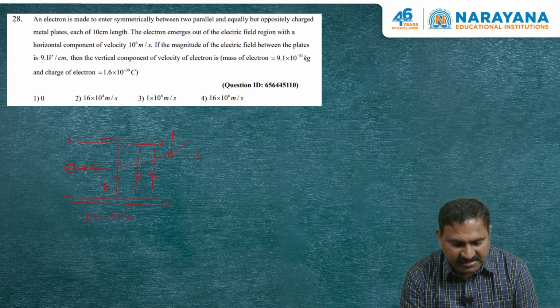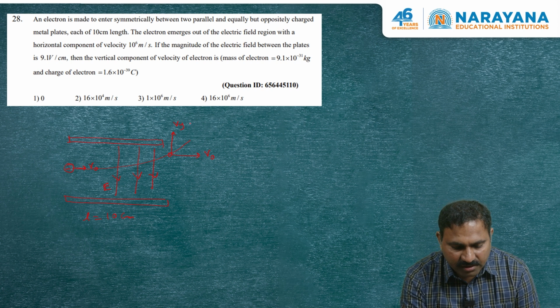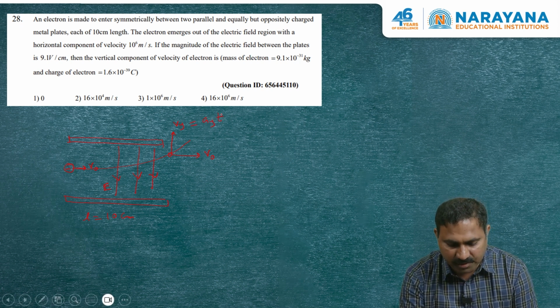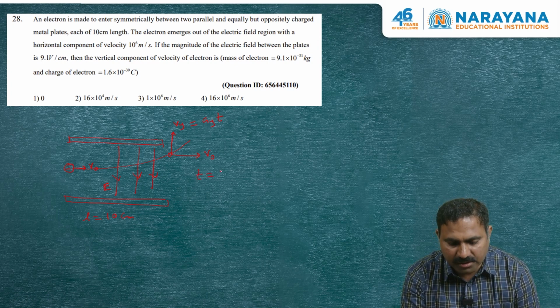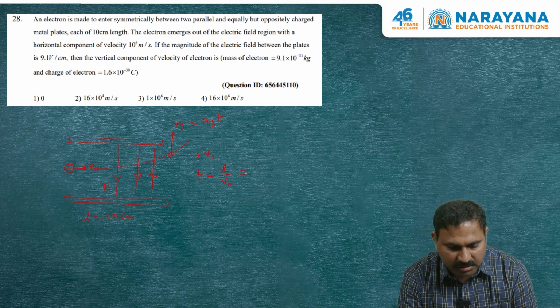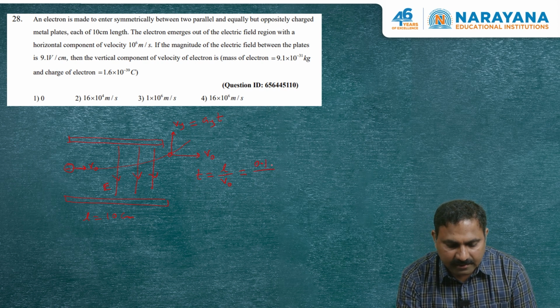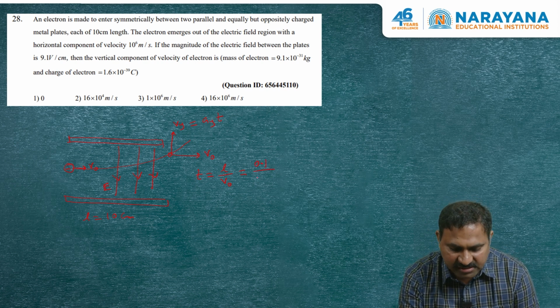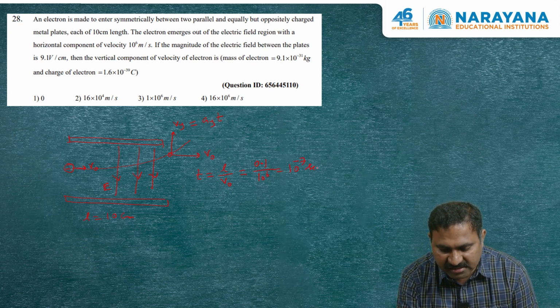During its motion, the x component of velocity remains constant, so it remains v naught, and it acquires a y component of velocity vy. Vy can be written as y component of acceleration into time taken to cross the plates, where time taken to cross the plates is x component of displacement L by x component of velocity v naught. The x component of displacement is the length of plate, that is 0.1 meter, by x component of velocity 10 power 6 meter per second. So, it is 10 power minus 7 seconds.